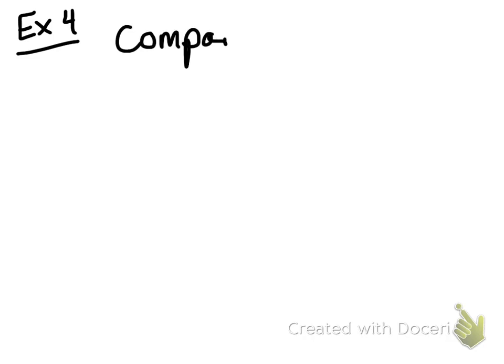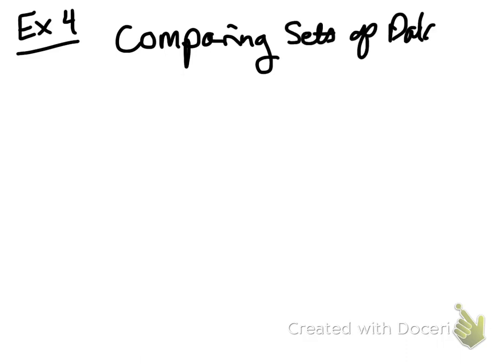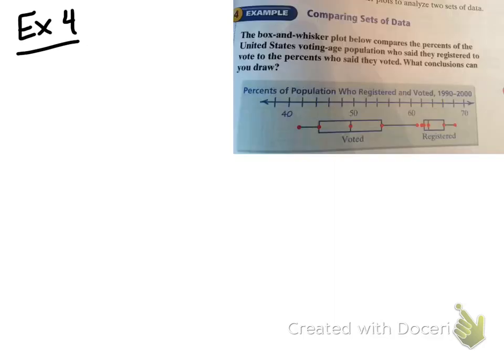We're going to now compare box and whisker plots to analyze two sets of data. This is slightly different than the first time we compared sets of data, because now instead of just visually comparing them by being given a number set and having to put them on a number line one under the other, now we're going to make some conclusions. Draw out some conclusions based on this data.